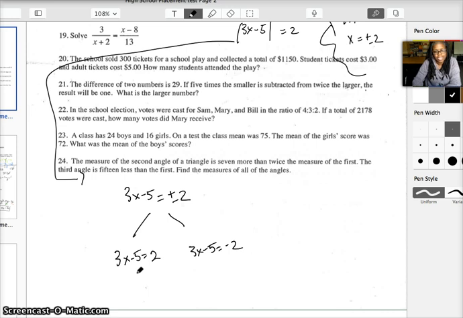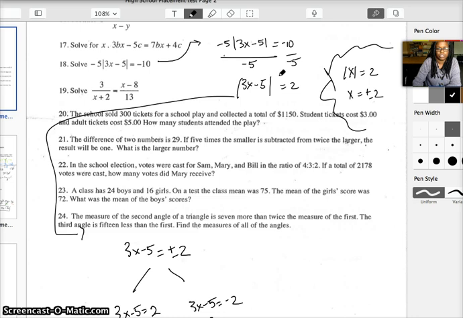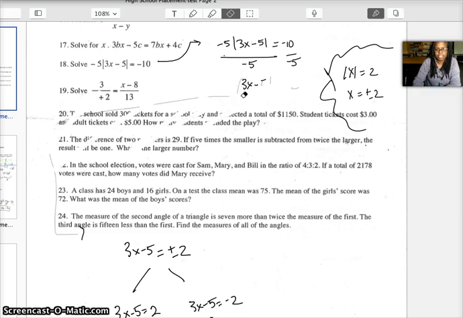Solving this is pretty simple. Adding 5 to both sides, we get 3x is equal to 7. X is equal to 7/3. Over here, adding 5 to both sides, we get 3x is equal to 3. So we get those two answers. So the answer to number 18 is actually two different answers. Got it? Good. All right, let me erase all of this.